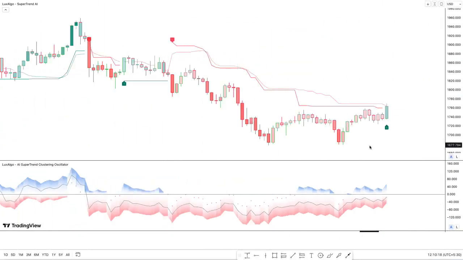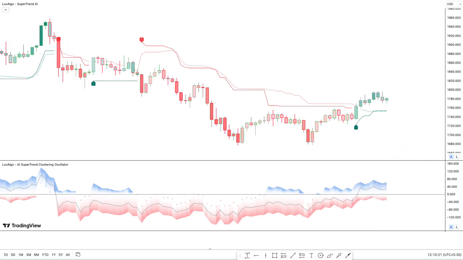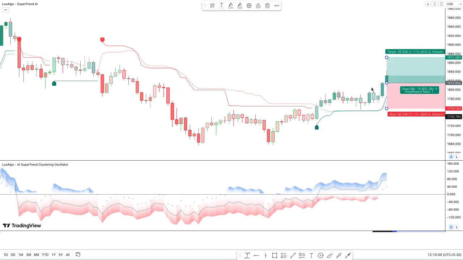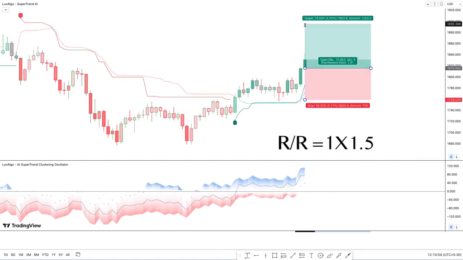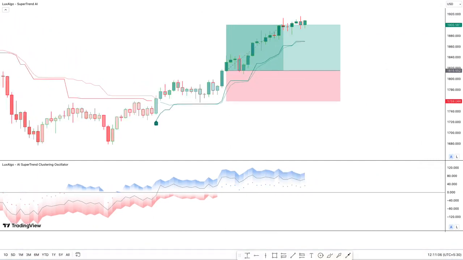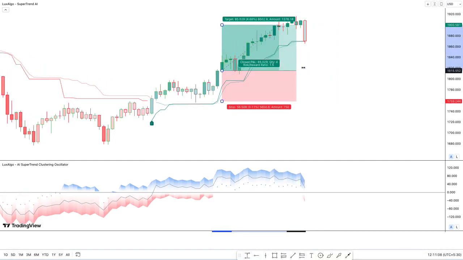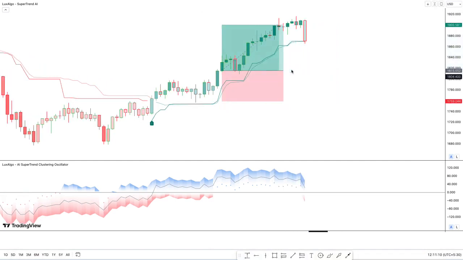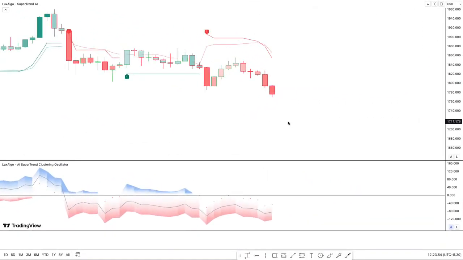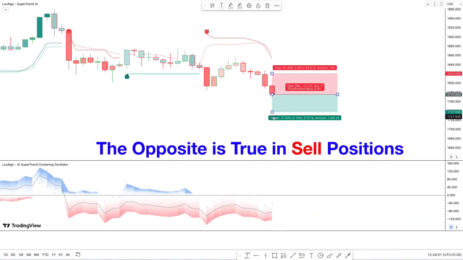Here is another example of a buy setup. We get a signal from the overlays with a value of 5, and here we can see that we get a confirmation on the oscillator. So we execute the trade with stops below the candle and target a 1.5 risk to reward ratio. Won this trade, and I hope you have understood this trading strategy. If not, no problem, go through some trade examples on paper trading and you will definitely understand. The opposite is true in sell positions.